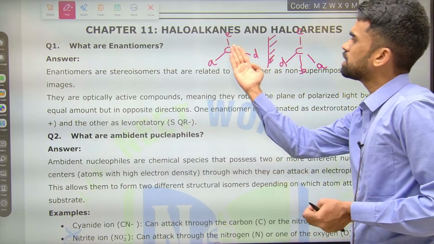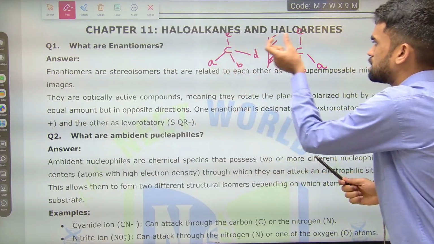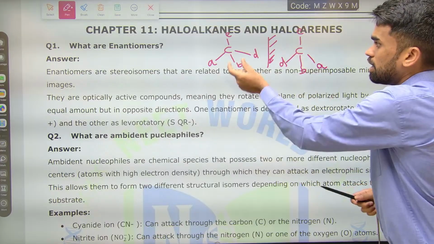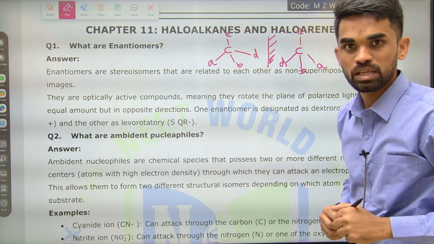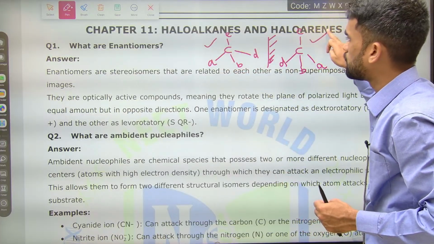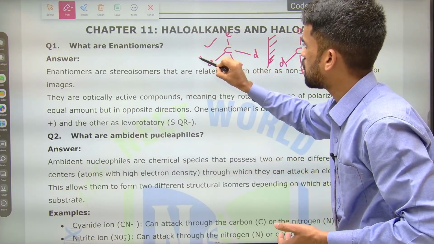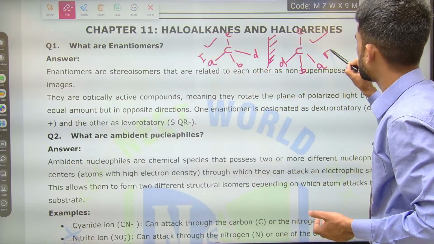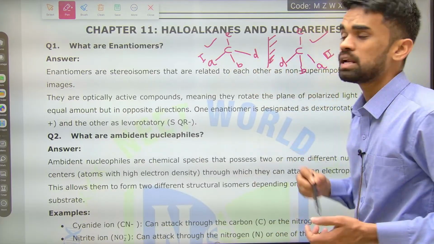Now you bring this compound and place it on its mirror image. Will they superimpose, will they merge? No, right? So these are called non-superimposable mirror images. So this compound 1 and this compound 2 are called enantiomers.